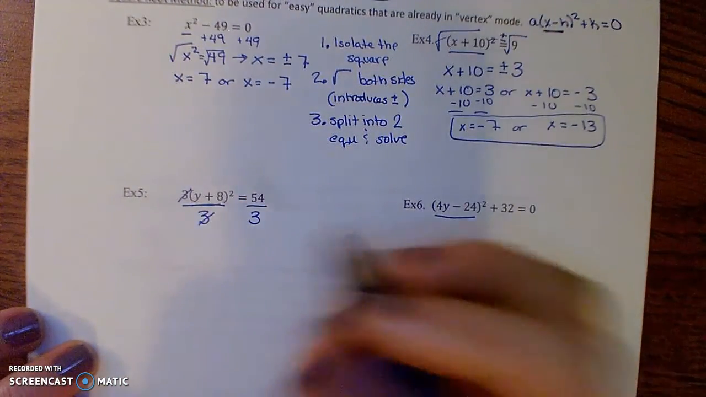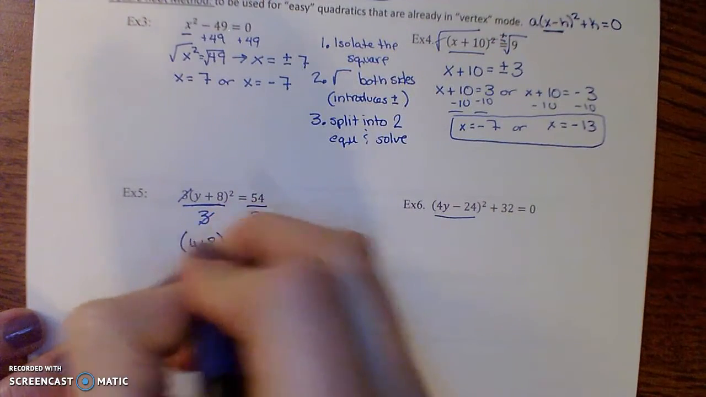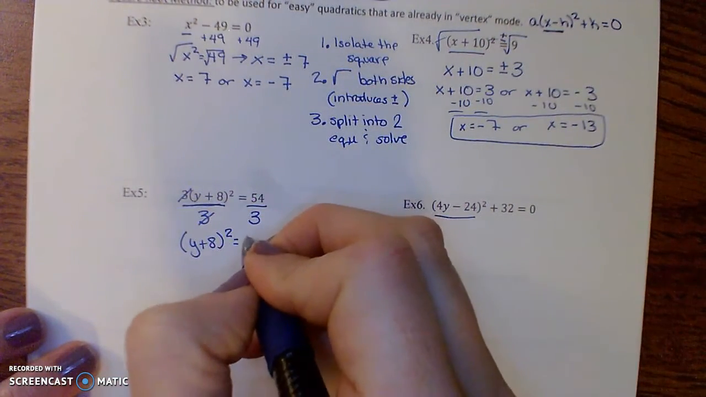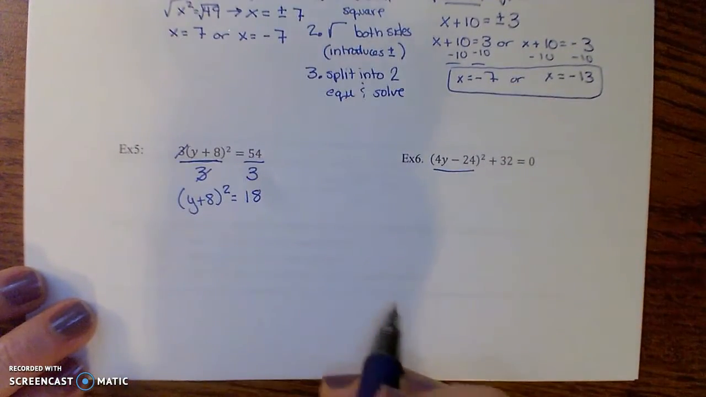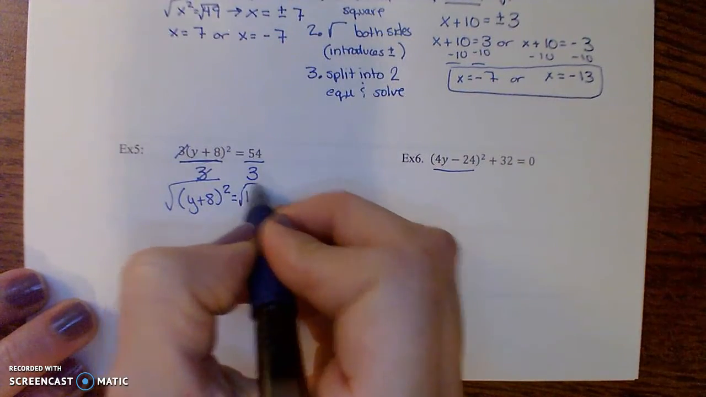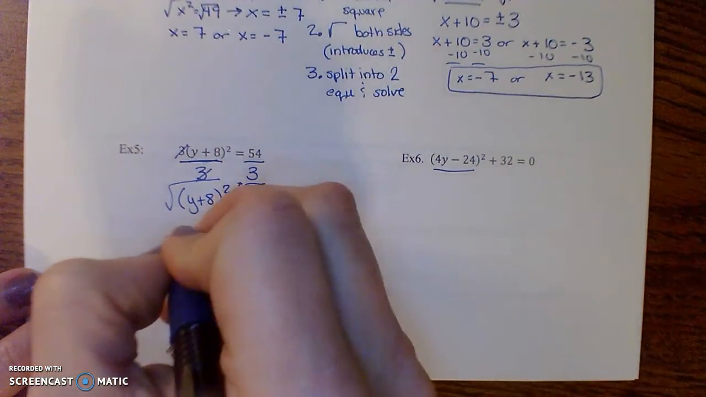3 divided by 3, that's 1, so those cancel. So we get (y + 8)^2 = 54 divided by 3, which is 18. All right, now that I've got the square by itself, I'll go ahead and take the square root of both sides, which gives me 2 answers, right?